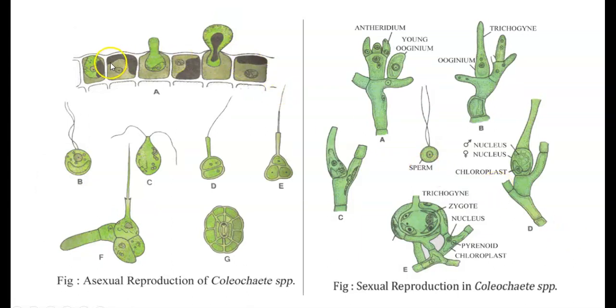You can see this is the mode of asexual reproduction. Asexual reproduction is through zoospores, and how it will be formed, that we will see in the reproductive cycle session. Then here is the sexual reproduction in Coleochaete through antheridium, oogonium, etc. That we will also see in the reproductive discussion session.